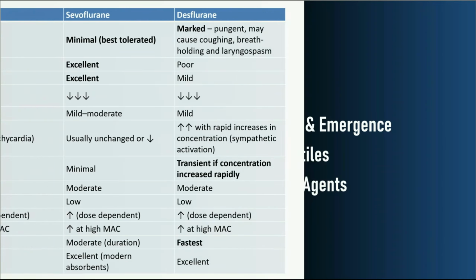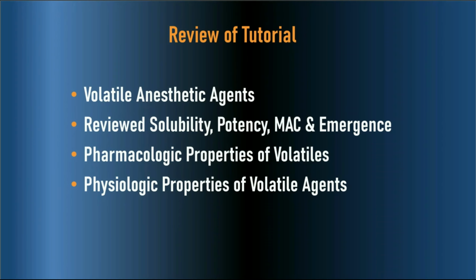Let's review this tutorial. In this tutorial, we talked about volatile anesthetic agents and we looked at the solubility, potency, MAC, and emergence characteristics, the pharmacological properties of volatile agents and their physiological properties. I've only focused on isoflurane, sevoflurane, and desflurane because these are the only agents that are currently used in clinical practice. They're all worthwhile, they all have their uses in different scenarios.